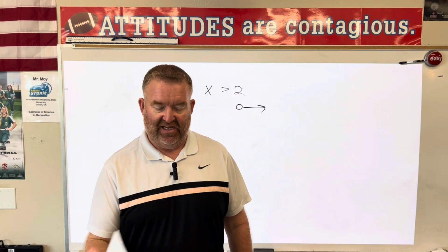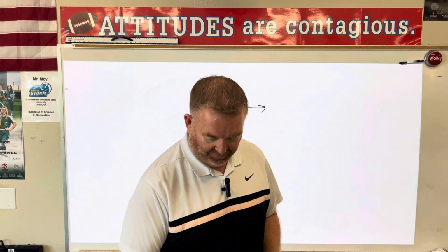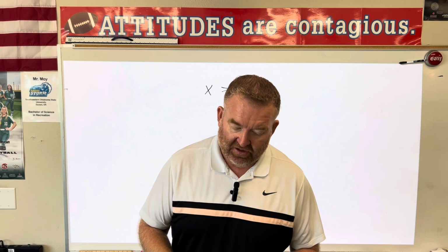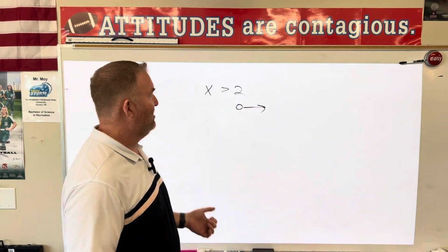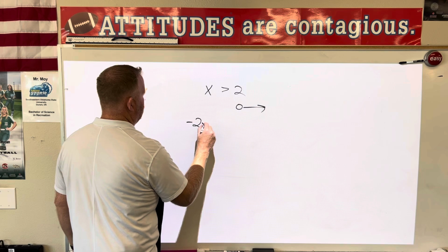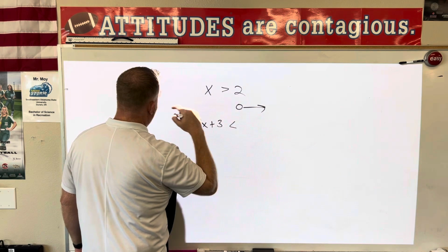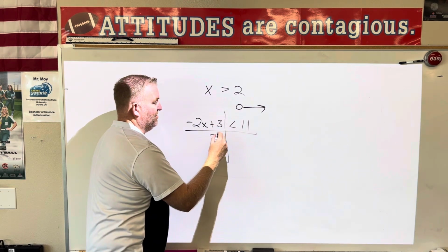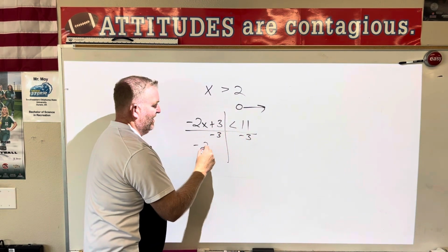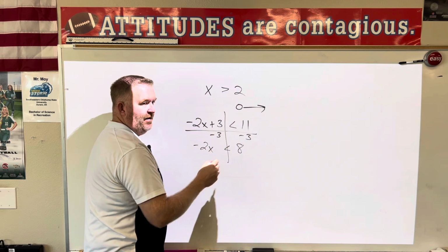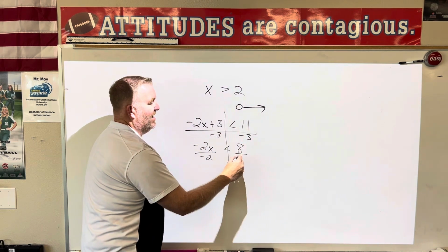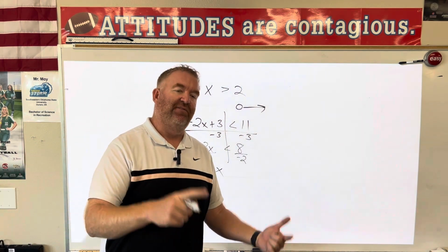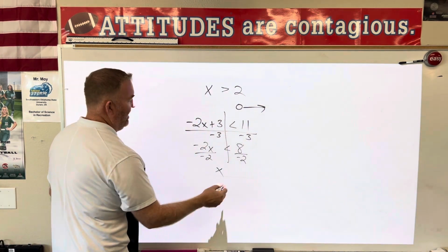And number 6, is that it? I guess so. 6 questions. Number 6, click the letter of the correct answer. It's just going to be a 2-step inequality. Negative 2x plus 3 is less than 11. Solve it like a 2-step equation. Minus 3, minus 3. So now I've got negative 2x is less than 8. I divide by negative 2. Divide by negative 2. X is, I divided by a negative. So what do I do? I flip the arrow. I flip the arrow because I divided by a negative.